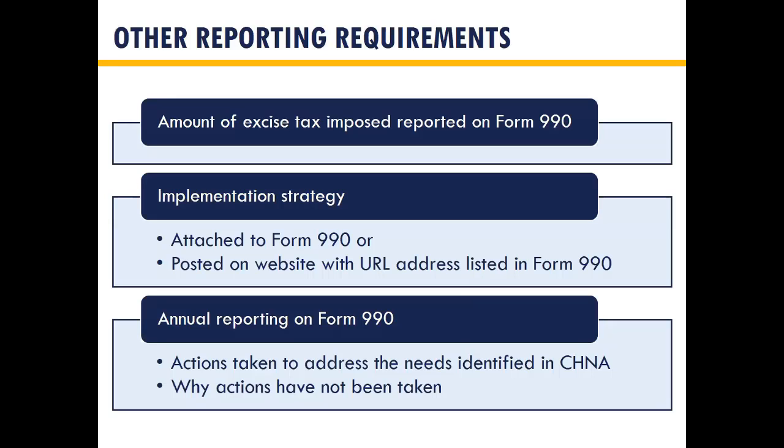All right, so in addition to just getting the assessment done, there are some other reporting requirements to be aware of. If there is any excise tax that's imposed, that has to be reported on the Form 990. The implementation strategy either needs to be on the 990 or the website URL has to be listed in the Form 990. And there's a question in the annual 990 that asks, what actions did the organization take to address the needs that were identified in its community health needs assessment? Or why have actions not been taken?